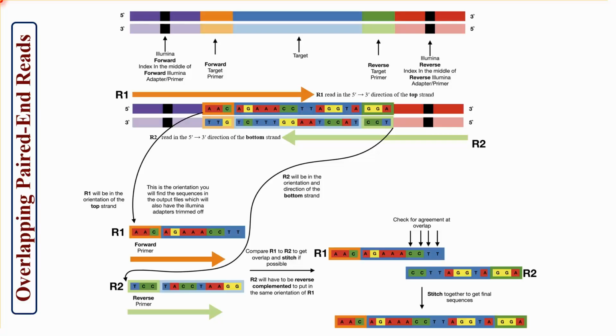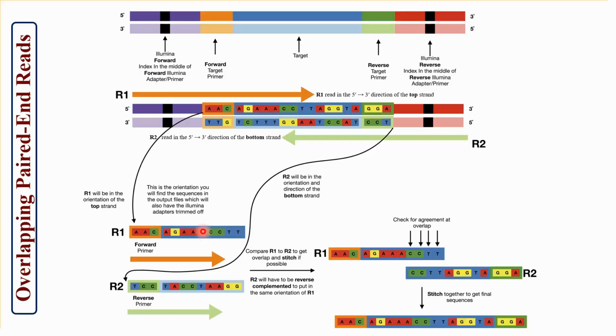In this diagram, you can see a double-stranded DNA with adapters on both ends, and a target region in the middle. Now in paired end sequencing, we generate two reads, that is read 1 or R1 and read 2 or R2. Read 1 starts from the forward primer on the left side. It reads in the 5' to 3' direction, moving towards the center. So we get read 1 as we can see here.